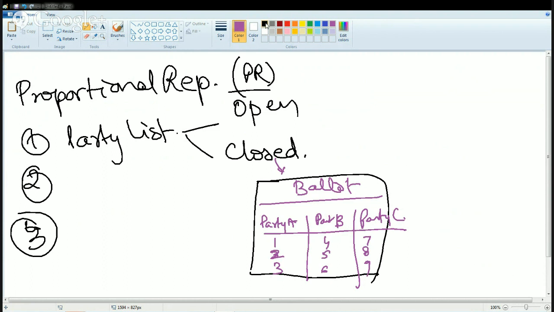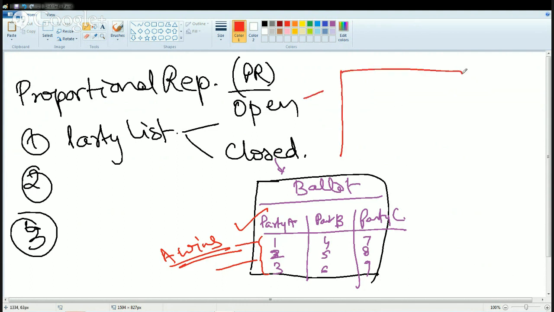So for example, I cast my vote for party A. Then all the votes would be counted for each party, and say party A wins. If party A wins, party A would internally decide who among the 3 would be the candidate for that constituency. Okay. Then what happens in open?